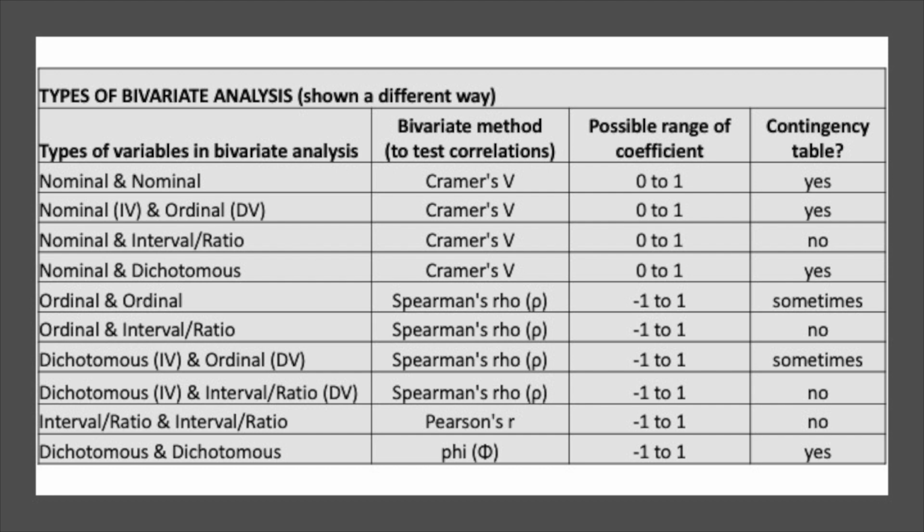For Spearman's rho, Pearson's R, and phi, we have -1 to +1. And then the last thing you see on the far right here is whether or not you should include a contingency table for the bivariate analysis as well. Okay, so you can again use this as a cheat sheet, use this as a reference when you're trying to figure out which tests you would do.